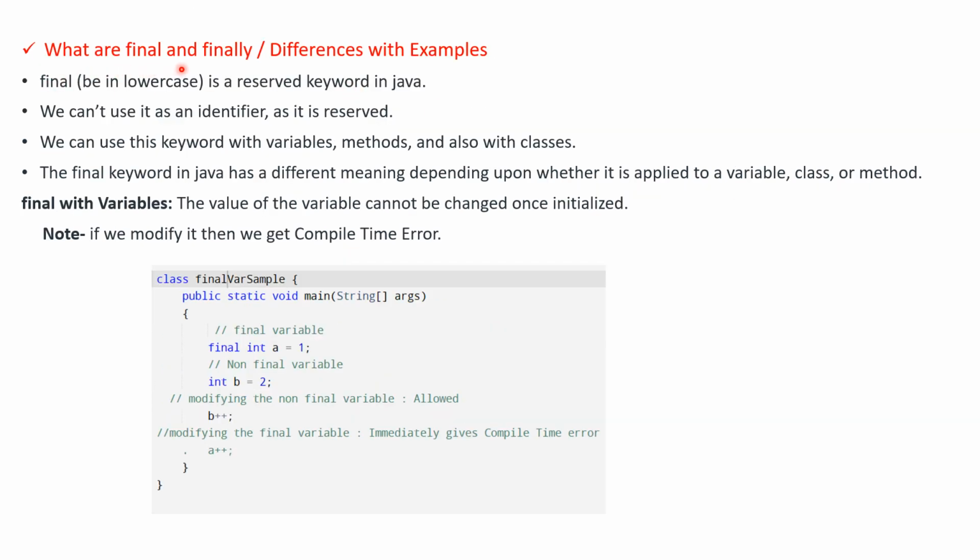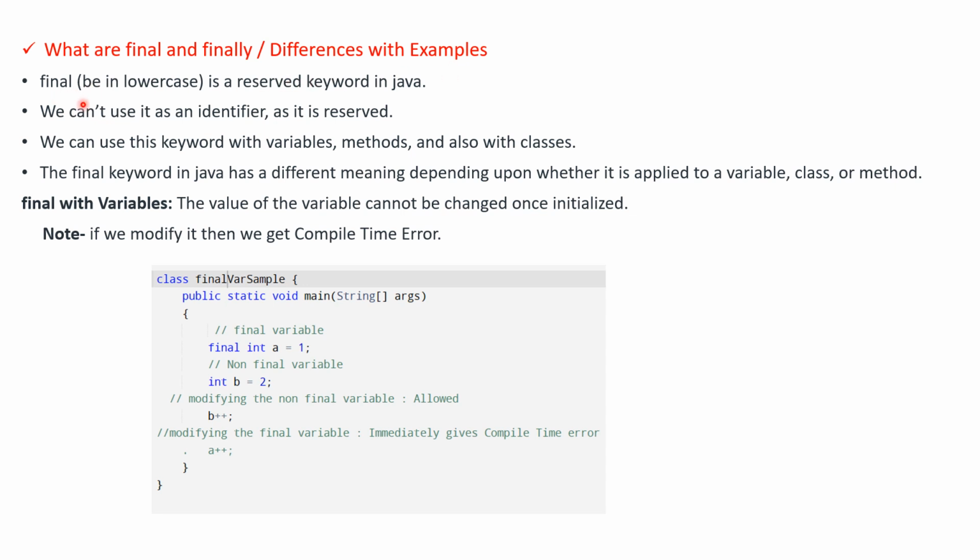What are the final and finally keywords, or differences we can say, along with examples. So in Java, we mainly have the keywords throw and throws, which differ by just one or two characters. Final, finally, and we also have one more keyword, finalize. I'll cover that in the next part. For now, we'll see what the final and finally keywords in Java are.